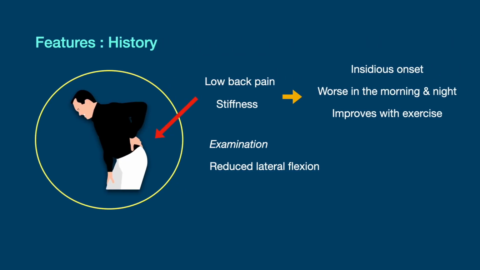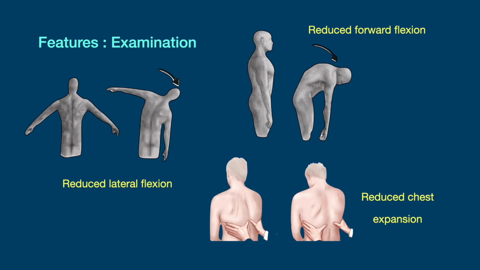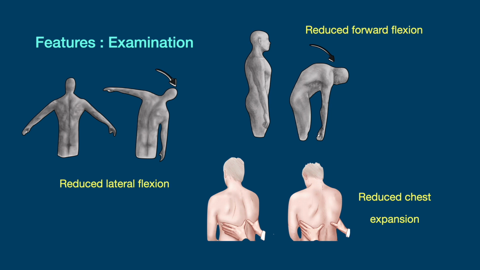Let's look at the features of ankylosing spondylitis. Typically, a young man presents with lower back pain and stiffness of insidious onset. The stiffness is usually worse in the morning and improves with exercise. The patient may experience pain at night, which improves on getting up. Clinical examination would reveal reduced lateral flexion and reduced forward flexion, which is demonstrated with the Schober's test.